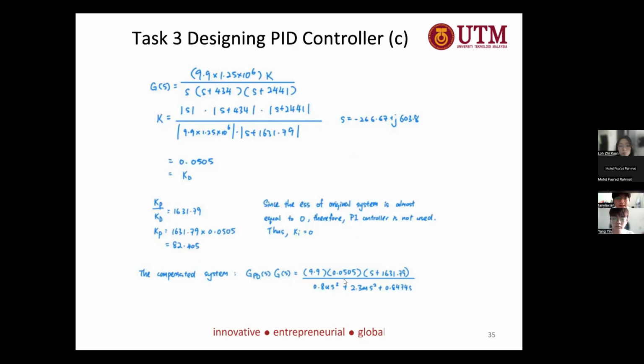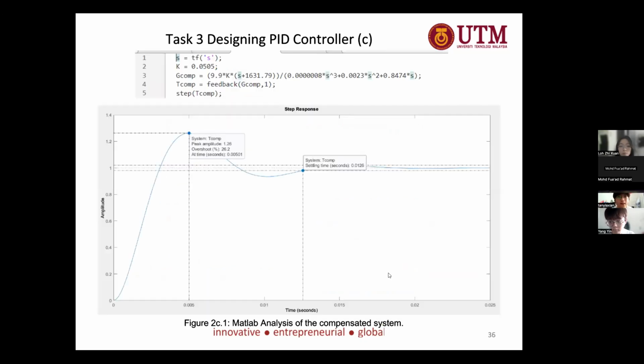So this is the compensated system formula. Next. After that, we use MATLAB to simulate the system with PID controller. From the graph, we can see that the percentage overshoot is around 26.2, which is close to our targeted value, and the settling time is 0.0126, which is also accurate.